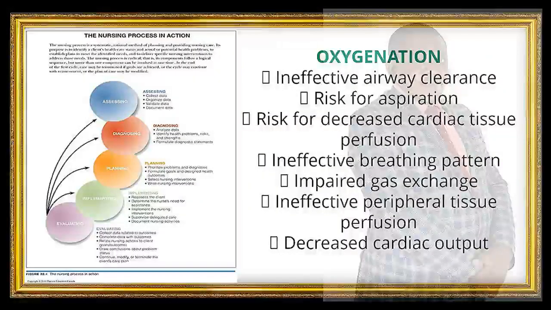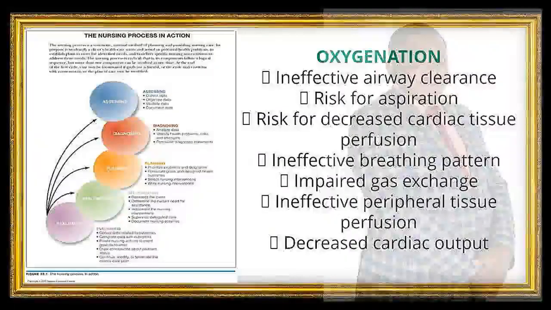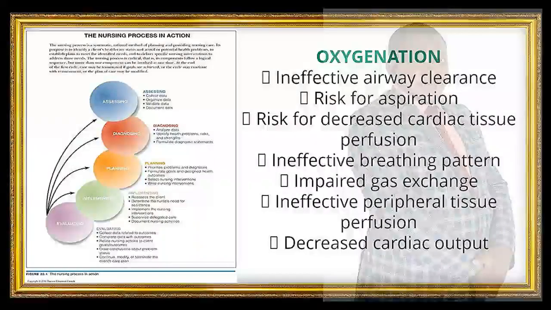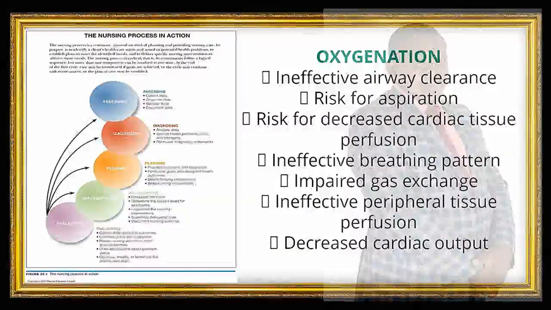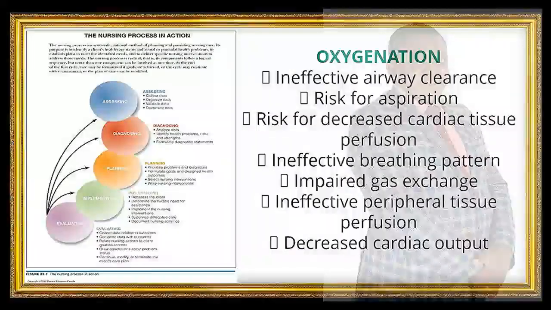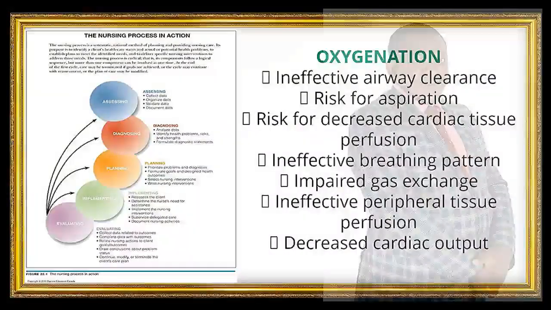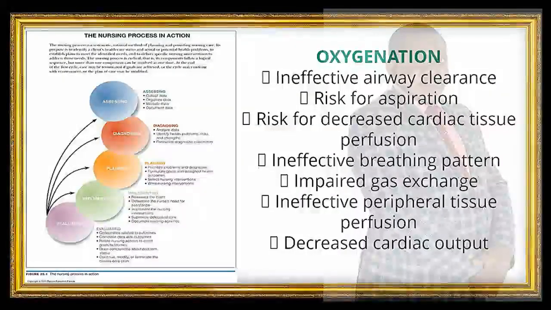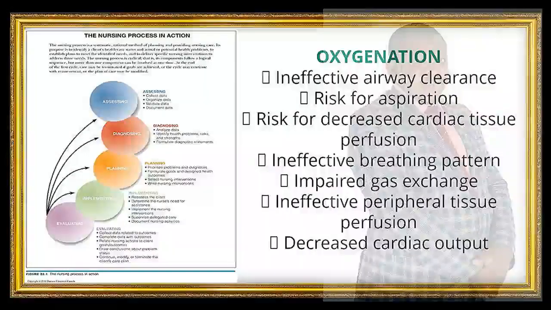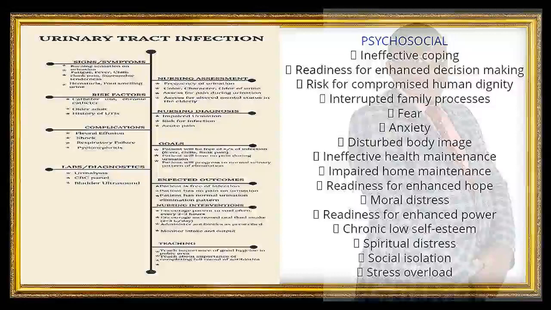is oxygenation. So there are problems to do with oxygenation that form the root of your nursing diagnosis. Some of the problems may include ineffective airway clearance, risk for aspiration, risk for decreased cardiac tissue perfusion, or ineffective breathing pattern. You can also have impaired gas exchange, ineffective peripheral tissue perfusion, or decreased cardiac output. So these are some of the problems that may come under oxygenation, forming the root of your nursing diagnosis. So in the RN's hope, we have dealt with E, H, and O.